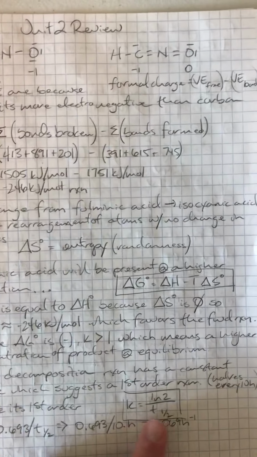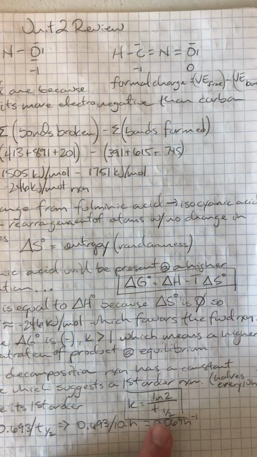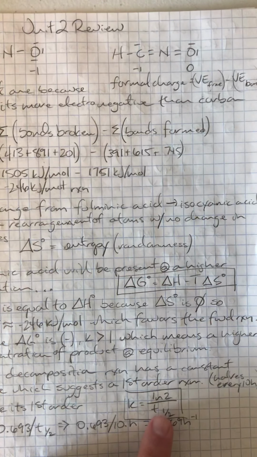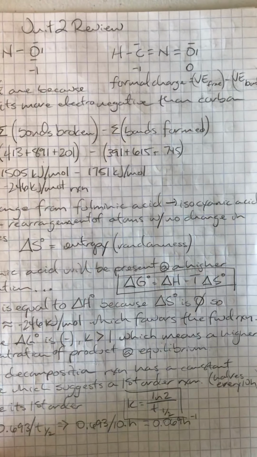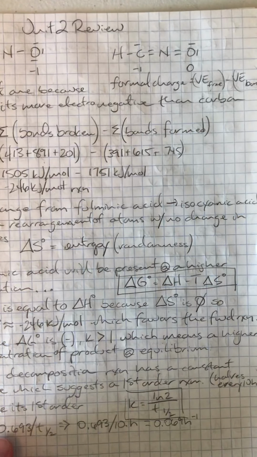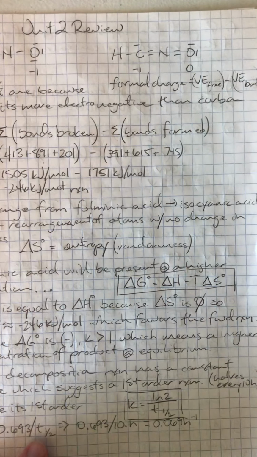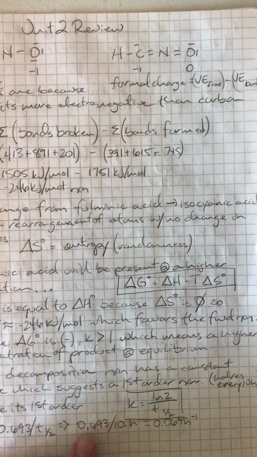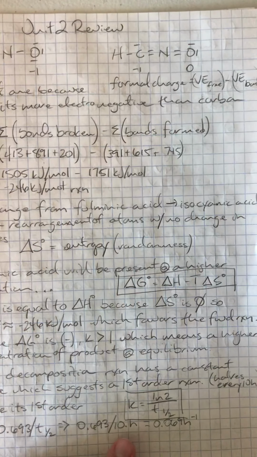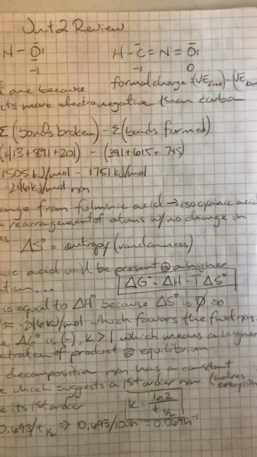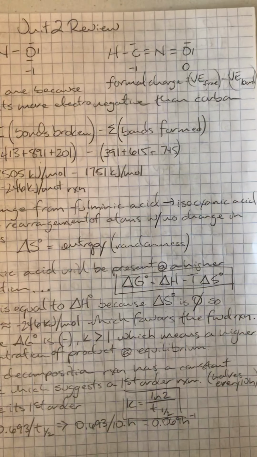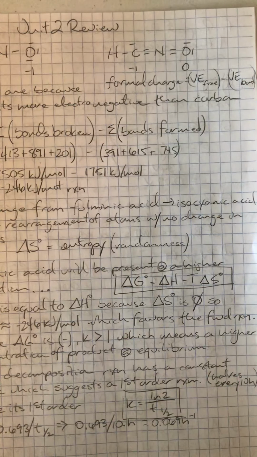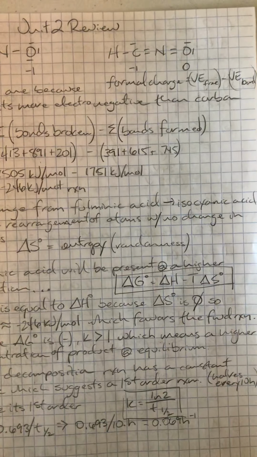So K is equal to the natural log of 2 over the half-life. So 0.693 divided by the half-life, and that is 10 hours. So you end up with 0.069 per hour. So that would be your rate constant.